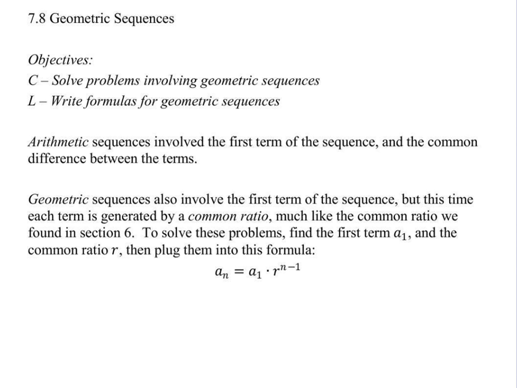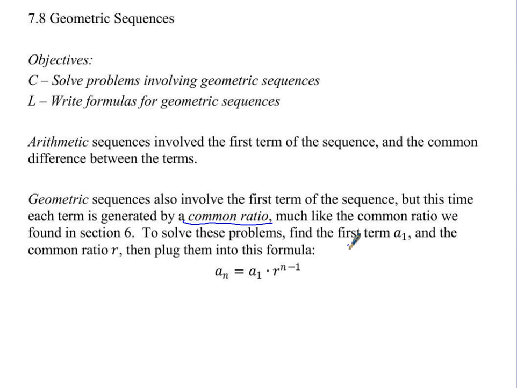Well, in this section we're dealing with geometric sequences, and really we haven't said it, but you've been working with geometric sequences in the last two sections. The last two sections dealt with exponential functions, and that's really all geometric sequences are, is an exponential function. Geometric sequences involve the first term of the sequence and a common ratio, not a common difference like arithmetic sequences had. So I'll talk about that common ratio in a little bit. This is a lot like the common ratio that we were doing in section 6. The base of the exponent is the common ratio.